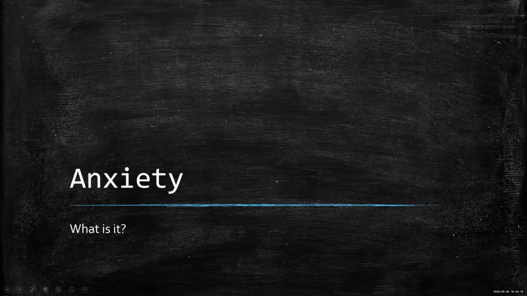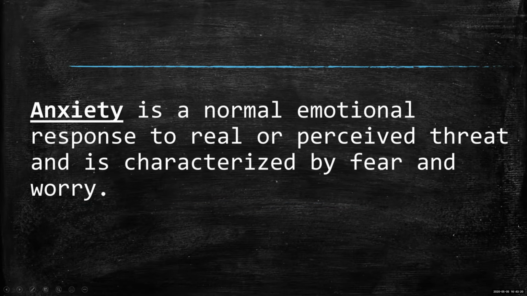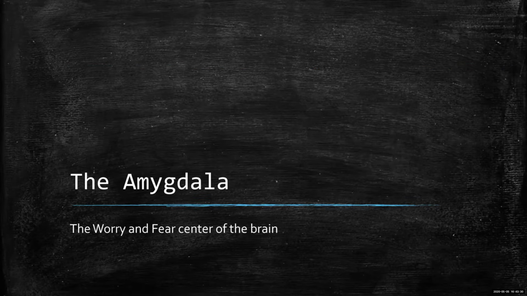So what is anxiety? Anxiety is a normal emotional response to real or perceived threat and is characterized by fear and worry. The amygdala is a structure within our brain that has been thought of as sort of the worry and fear center, and we will talk about that in a moment.